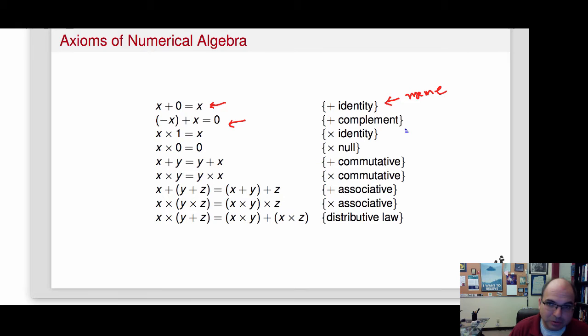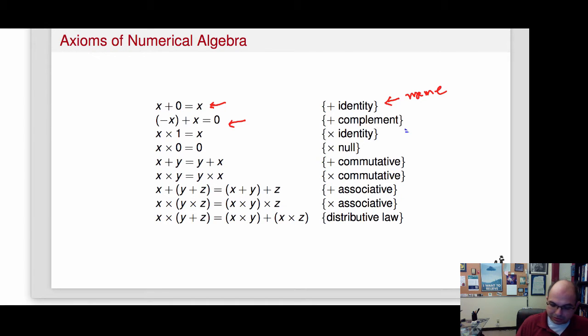x times 1 is equal to x. Yeah, that's exactly what we mean by 1, right? So we agree that's true, and we call that times identity. x times 0 is equal to 0. That's something that we all agree with. Times null, that's just the name of it. x plus y is equal to y plus x. That's the commutative property for addition. x times y is equal to y times x. That's the commutative property for multiplication.